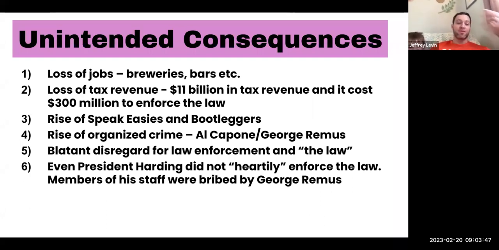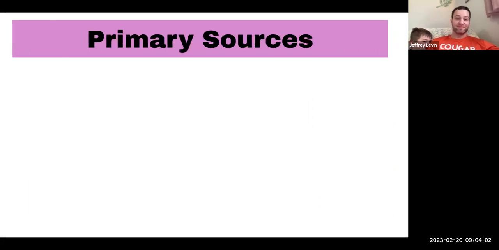There's a rise of speakeasies and bootleggers, rise of organized crime, disregard for the law and law enforcement. Even the president did not enforce the law, partially because members of his staff were bribed by a bootlegger, a mobster, George Remus.